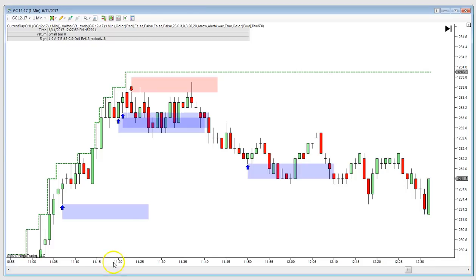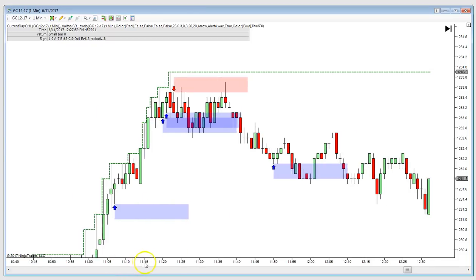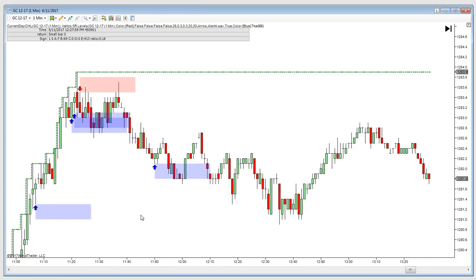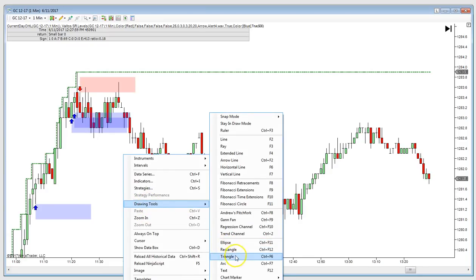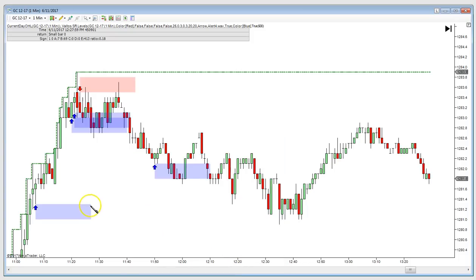So watch this. Let me make this chart a little smaller. Where do we come back down to? Let me draw it out for you here. It's a rectangle here. Look at this.